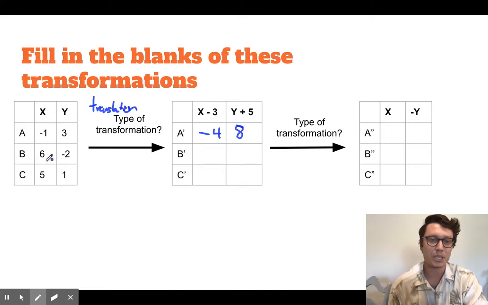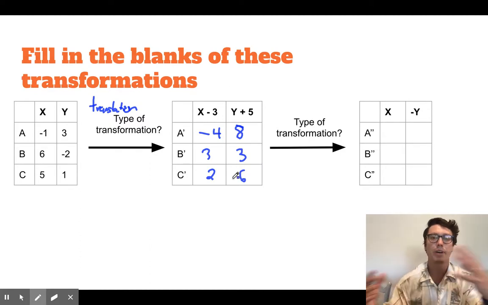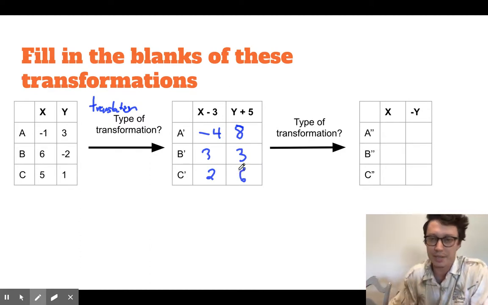Okay, B. X value of B, 6 minus 3, gives 3. Y number -2 plus 5 is +3, so B prime is (3, 3). All right, C prime, the x number minus 3, 5 minus 3 gives us 2. And the y number plus 5 gives us 6, right? So these are the coordinates now of A prime, B prime, C prime. If I had a graph, I would plot these, right?